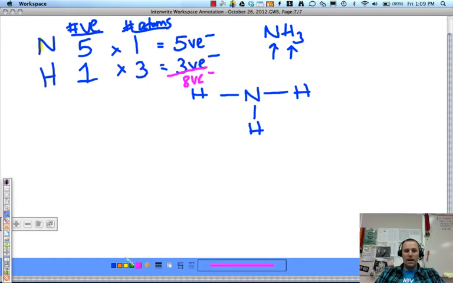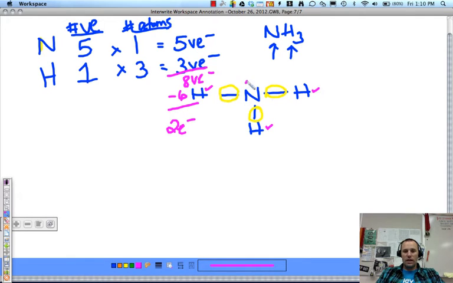So we have 8. How many have we used up in our drawing so far? 2, 4, 6. Okay, so we're going to take away 6 electrons. So now we have 2 electrons left over. Is everybody happy? This hydrogen's happy. This hydrogen's happy. This hydrogen's happy. Is nitrogen happy? 2, 4, 6. Not happy.